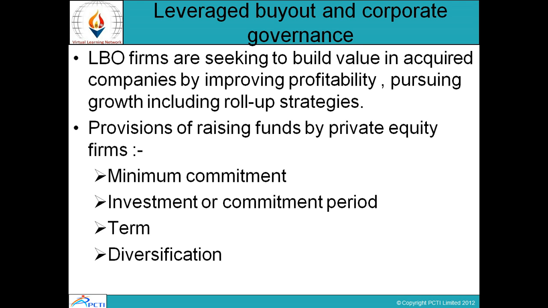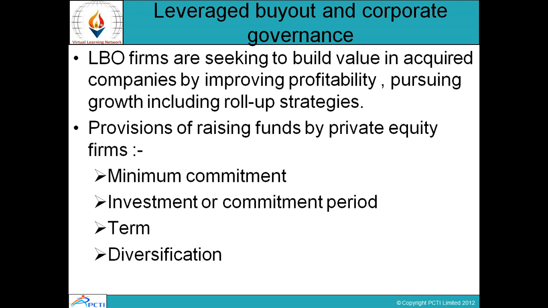Now, as a general rule, funds raised by private equity firms have a number of fairly standard provisions. The first one is minimum commitment. Here, prospective limited partners are required to commit a minimum amount of equity in the firm. These limited partners make a capital commitment which is then drawn down, or a take down or capital call, by the general partner in order to make investments with the fund's equity.